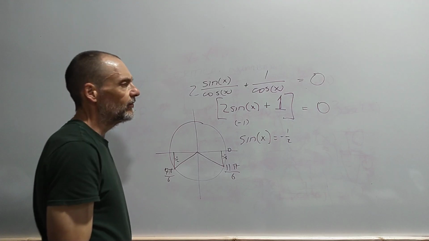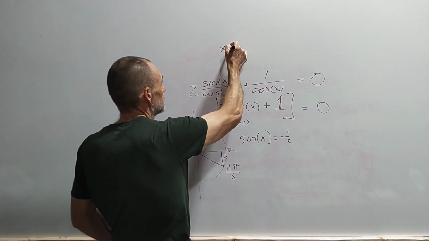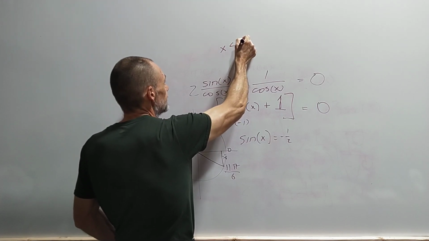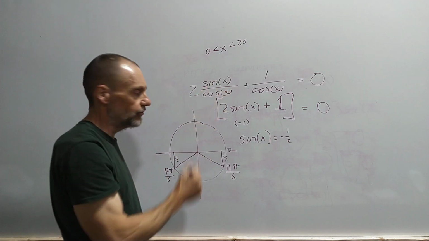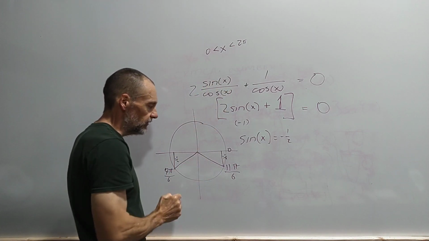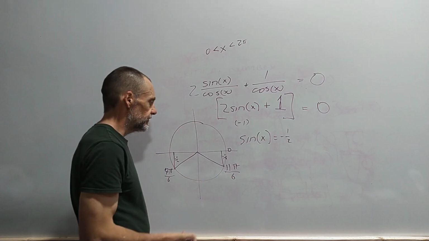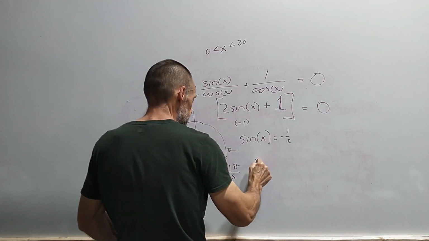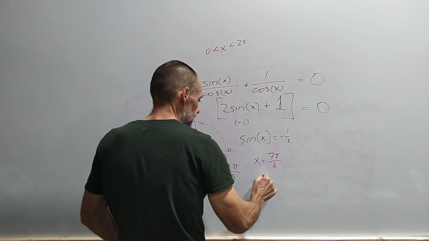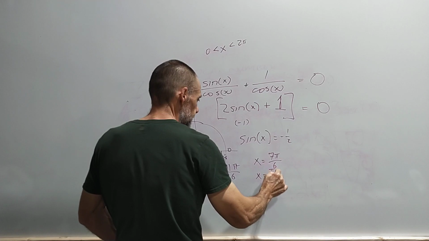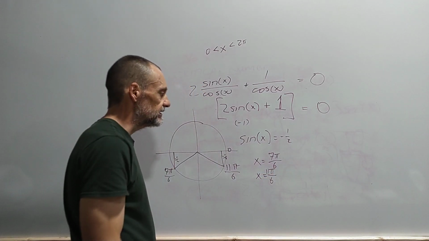By the way, I didn't write the domain. The domain for x in this problem is that it's going to be greater than 0 and less than 2 pi. So it's once around the circle. That's kind of a standard domain for these problems. So we know the unit circle because we have it memorized again, right? So these are the answers right here. So x is equal to 7 pi over 6, and x is equal to 11 pi over 6.